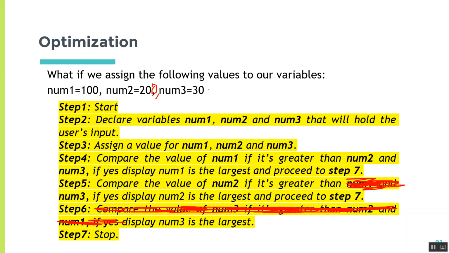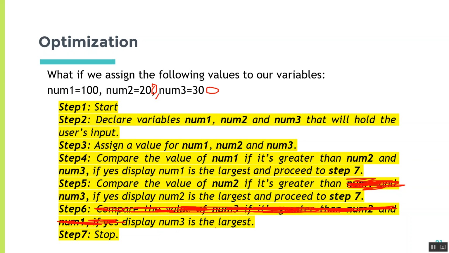So for example, the given num3 is 300. Compare the value of num1 if it's greater than num2 and num3. Since num3 is greater than num1, it would not display num1 is the largest. After step 4, we go to step 5, compare the value of num2 if it's greater than num3. Since num3 is 300 and num2 is 200, we will not display num2 is the largest. Since num2 is less than num3, we proceed to step 6. Step 6 just displays num3 is the largest.